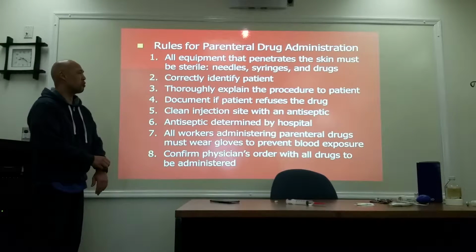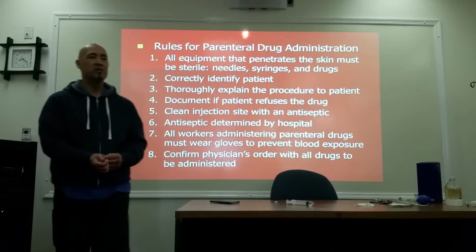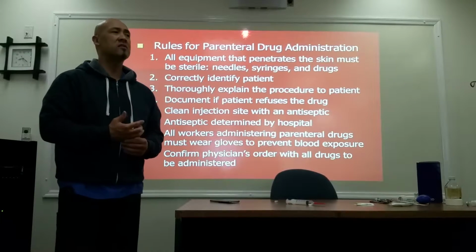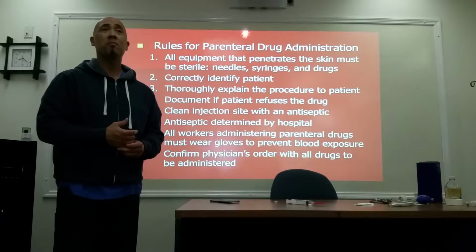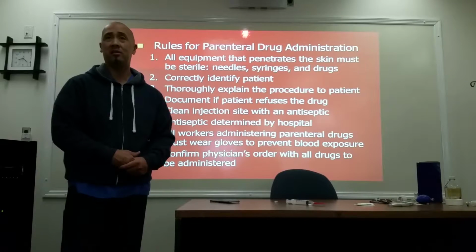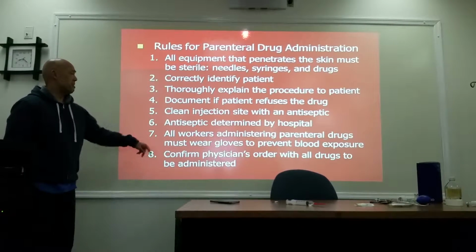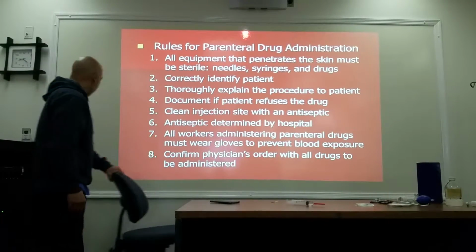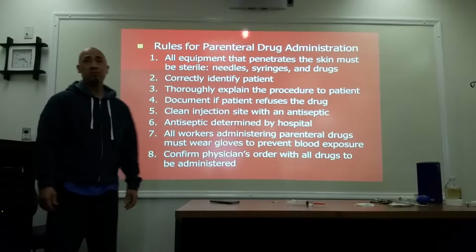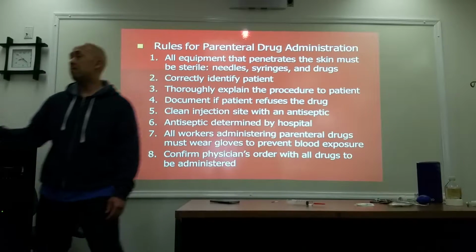All workers administering parenteral drugs must wear gloves. What's the whole purpose of wearing gloves? Why are you wearing gloves? To protect yourself. To protect yourself from what? Pathogens. From bloodborne pathogens such as HIV and all the different types of hepatitis. Those are some examples. Like anything else, when you're performing a procedure, and yes, IV drug or medication is a procedure, you must have a physician's order.